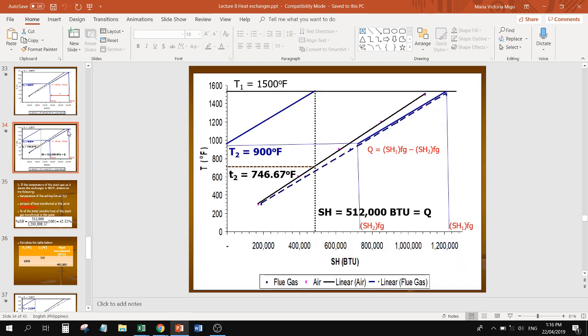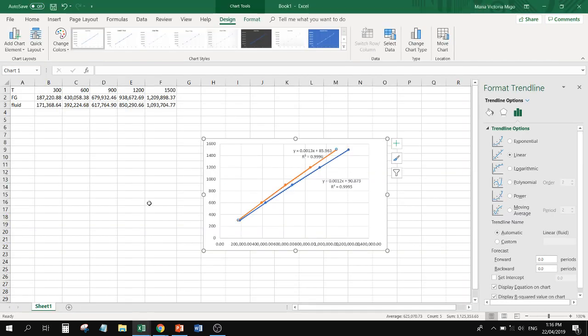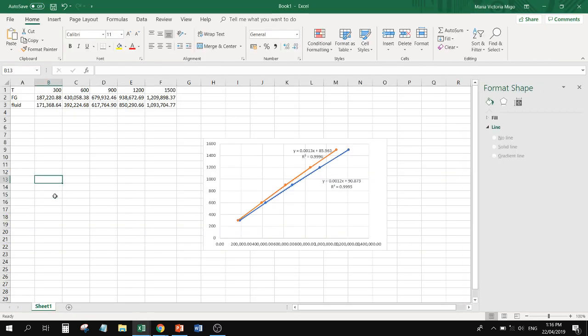But of course, if you want to solve that using the equations of the lines, what you need to do is, using the equation of the hot flue gas, input the temperature at 1500 degrees Fahrenheit to solve for Q, and do that again at the temperature 900 degrees Fahrenheit to solve for Q, and then subtract the two values. So let me just do that. Let me try doing that in Excel.